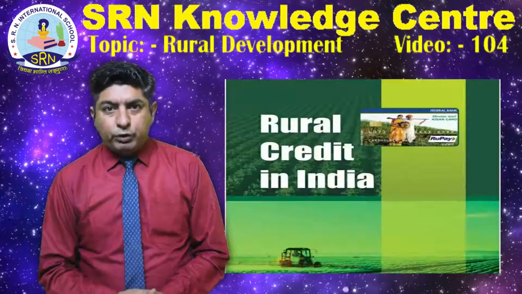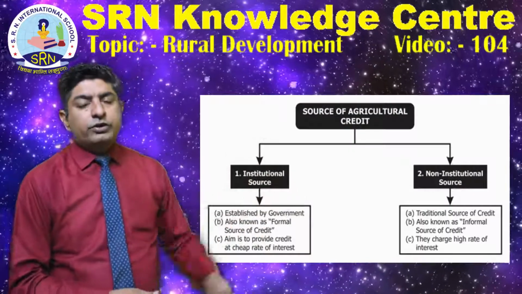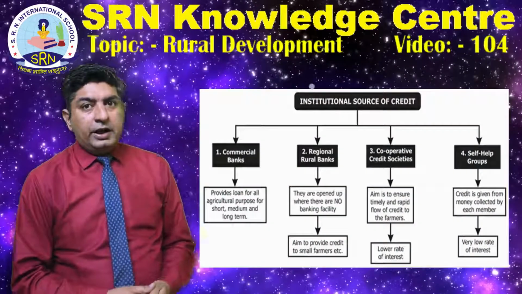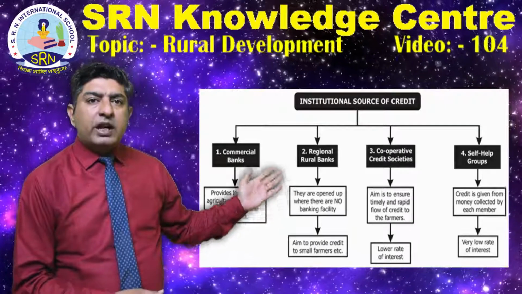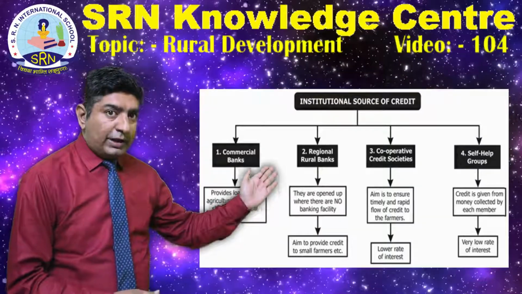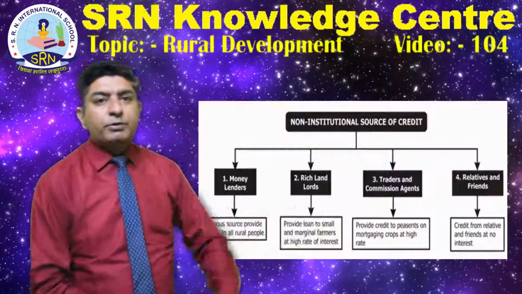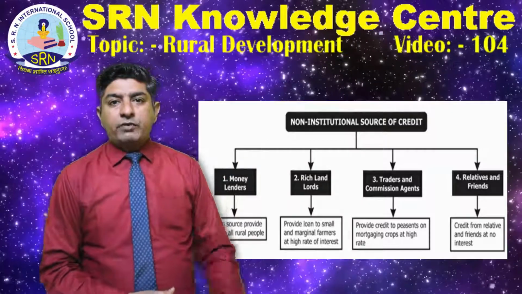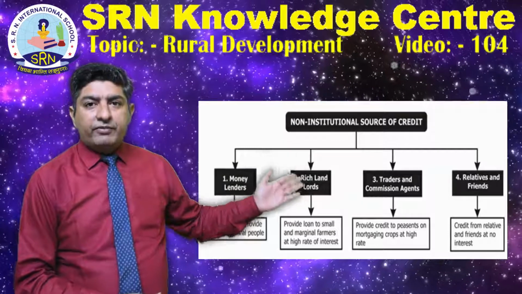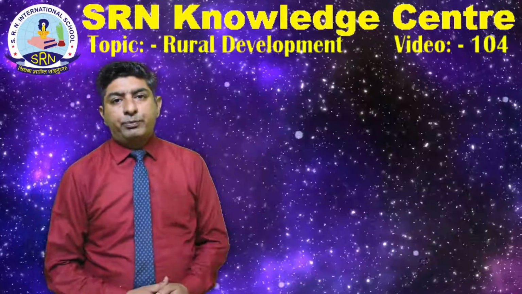Let's come to the next, rural credit. Sources of rural credit. There are two sources, institutional source and non-institutional source. Let's take them one by one. Institutional. It refers to the commercial institutions engaged in lending activities to the rural population. It includes commercial banks, development banks, cooperative banks, etc. Now here comes the non-institutional. It refers to private individuals like money lenders, traders, relatives, friends, etc. providing loans.